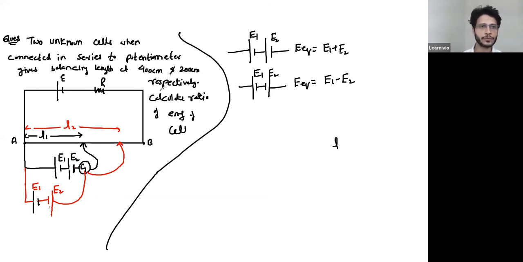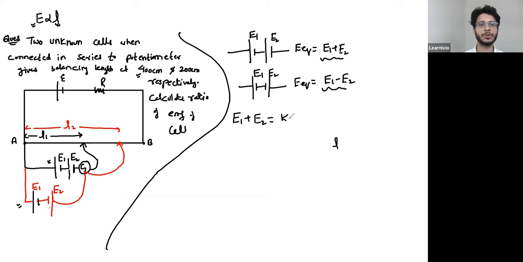So Fatima, is this 400 centimeter balancing length for case 1 or case 2? E1 plus E2. I said E1 plus E2, not E1 minus E2. EMF of the cell is proportional to balancing length. Greater the EMF, greater would be the balancing length. In which case is EMF more? E1 plus E2. So the greater balancing length is for E1 plus E2. This is the logic.